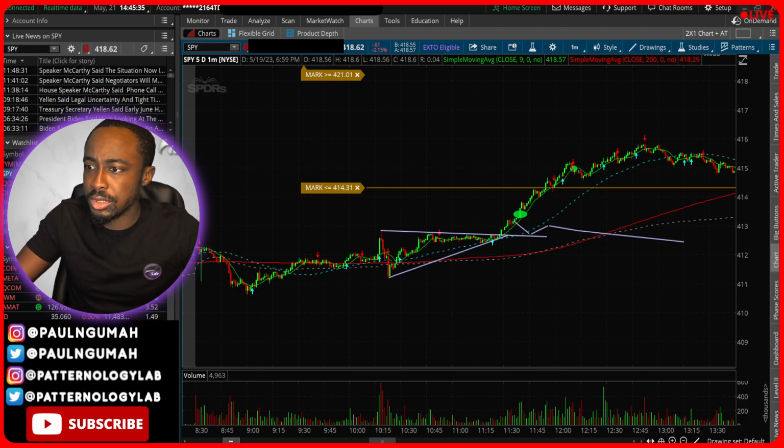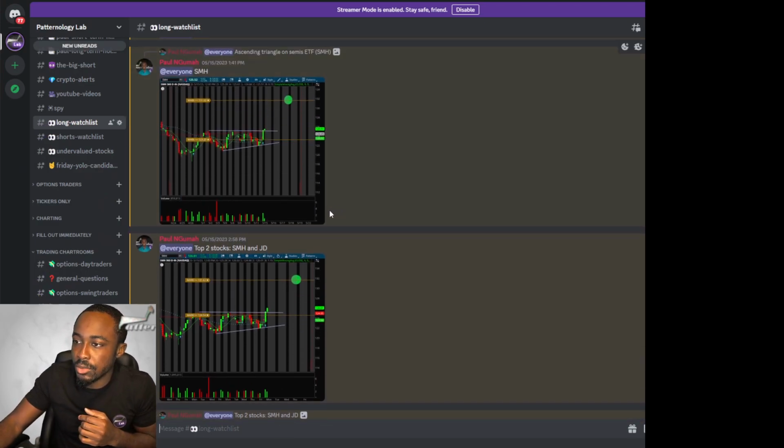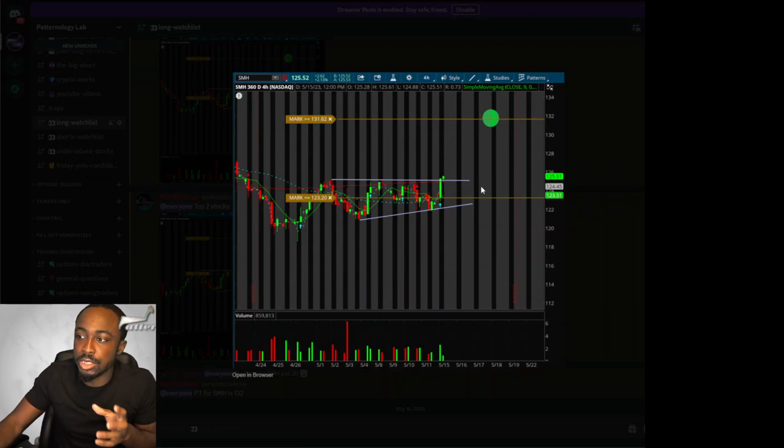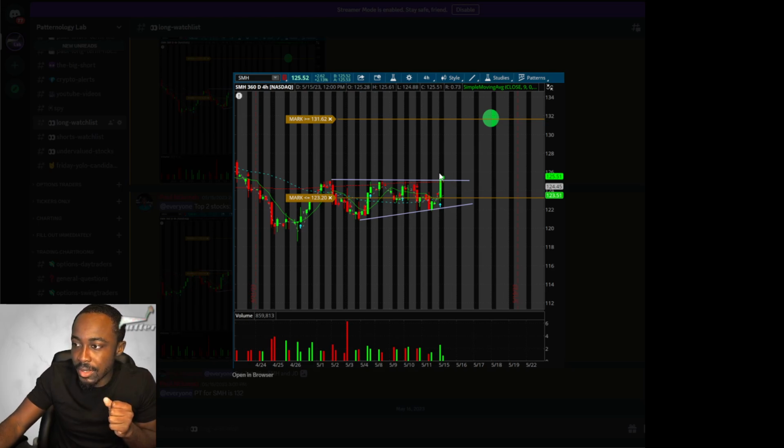We're gonna go over to the Discord. All right, and let me show you guys right over here. It all started on Wednesday with SMH. SMH looked like this. Again, this is another ascending triangle, and as you can see, the angle before it breaks out is kind of broad. It's a little bit broad compared to the structure that I showed y'all with the SPY, but it works too.